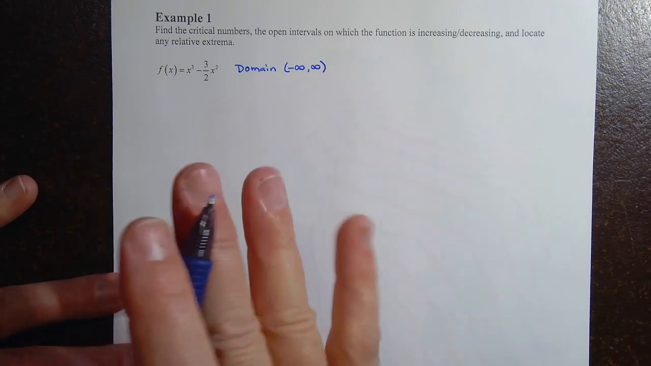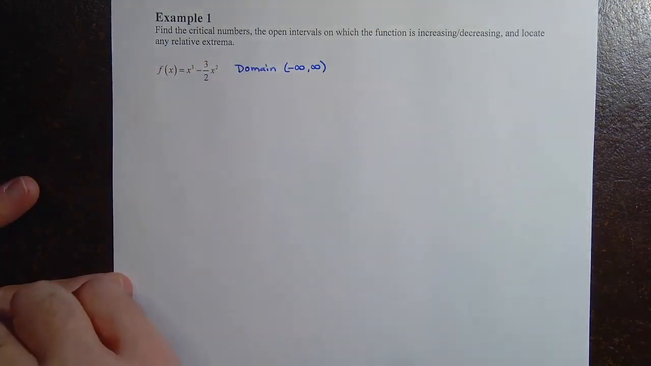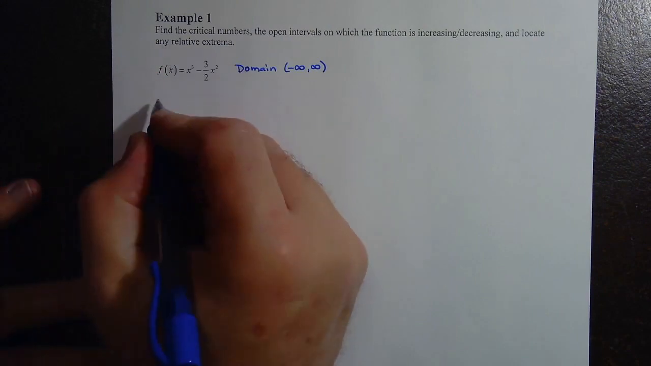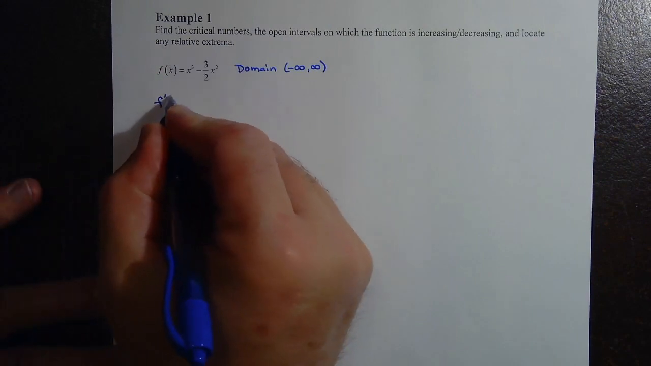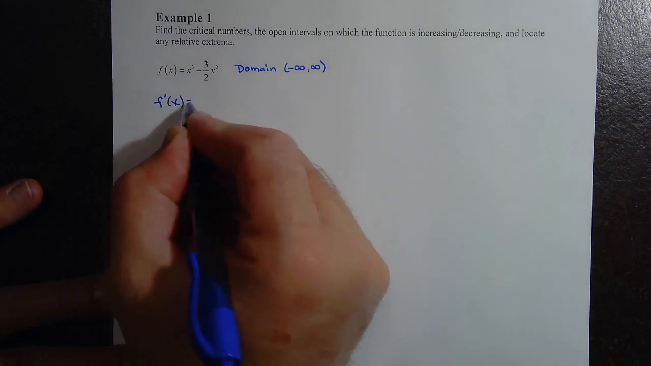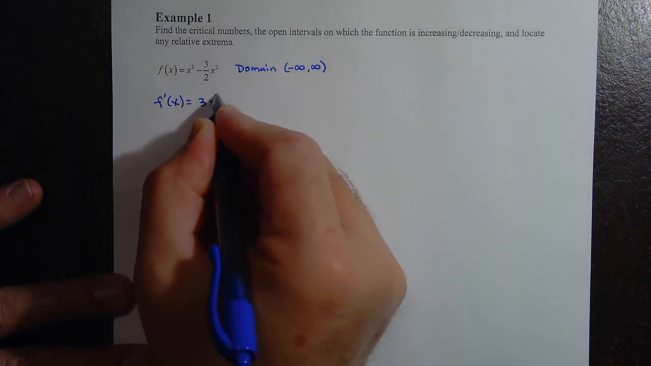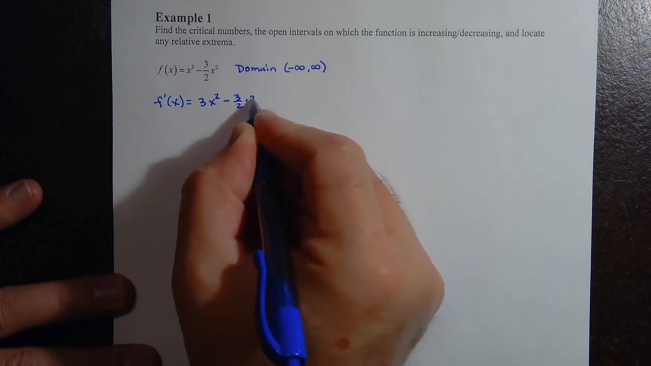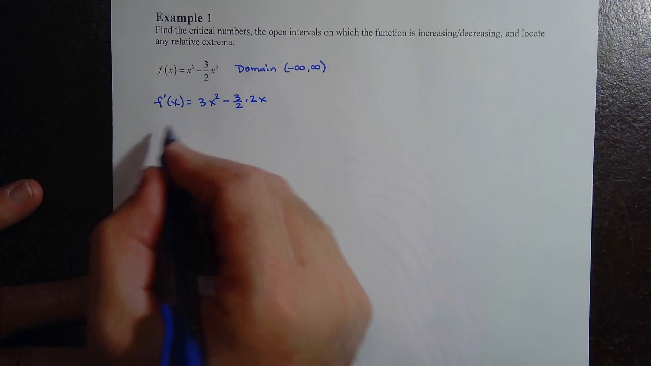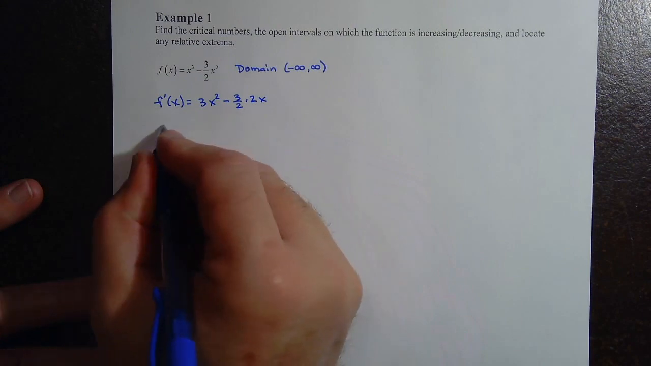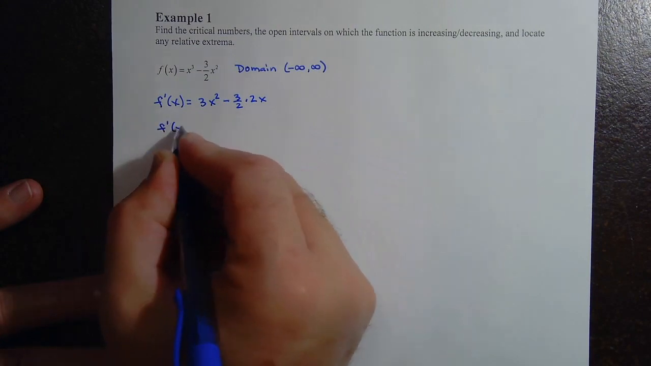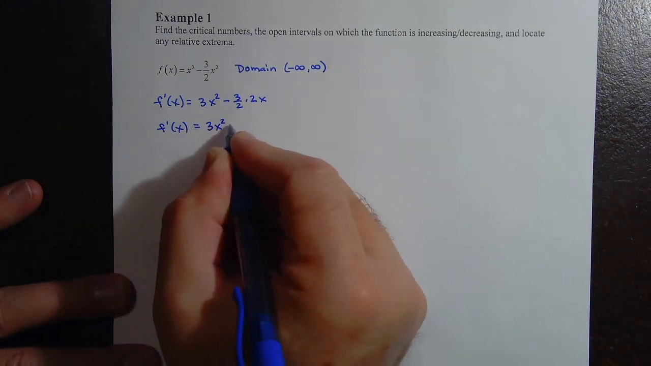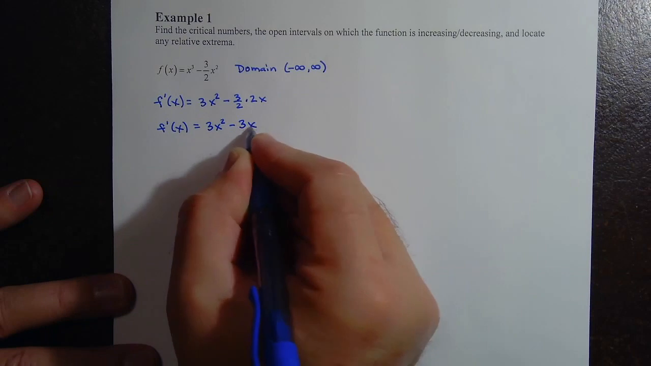Okay. Next, we want to start finding the critical numbers. Okay. So to find the critical numbers, we need to find the derivative. Okay. So f prime of x would equal 3x squared minus 3/2 times 2x. Okay. And we're going to clean this up a little bit. This becomes f prime of x is equal to 3x squared minus 3x.